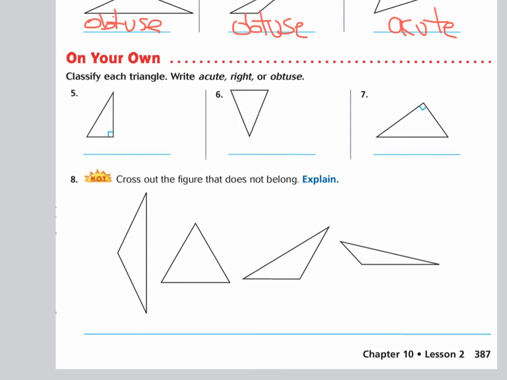For number 5, there is a right angle, so therefore it is a right triangle. For number 6, it's going to be acute again. And 7, right angle, so it's going to be a right triangle. So again, 5, 6, 7, they all have 2 acute, and it's that third angle that tells you what type of triangle it is. For number 8, it wants you to cross out the figure that does not belong.